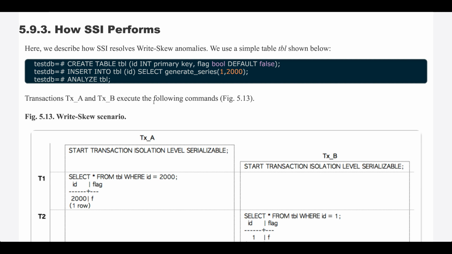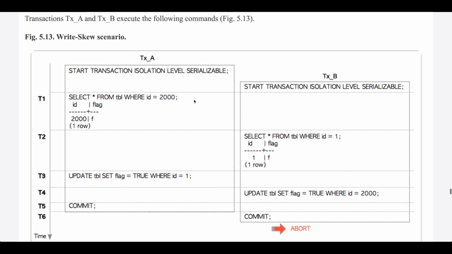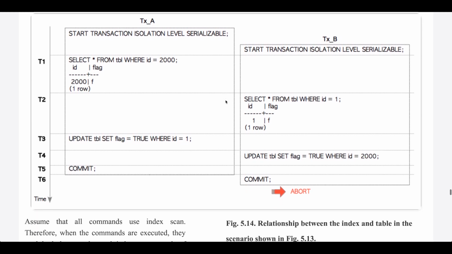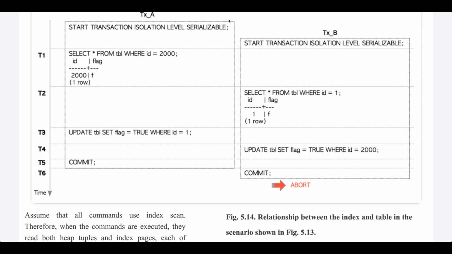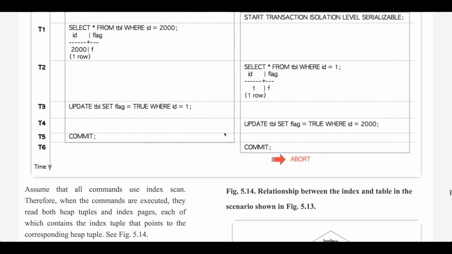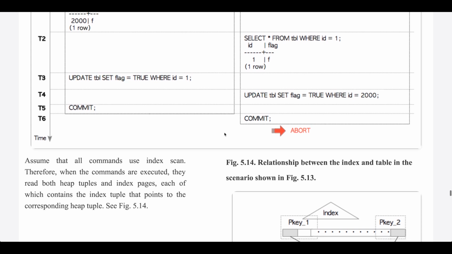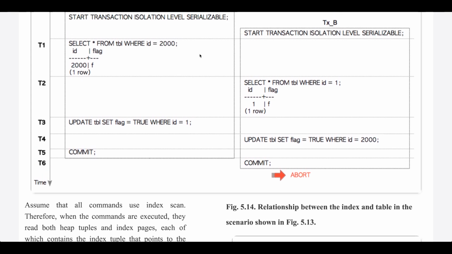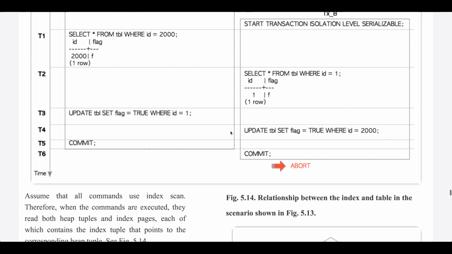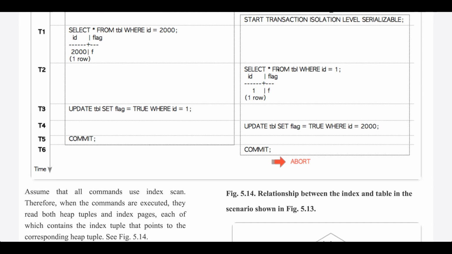Transactions A and B execute the following commands. So we're creating this write skew scenario. We start both transactions in isolation level serializable, and then we do a select on both and then an update on two different rows.